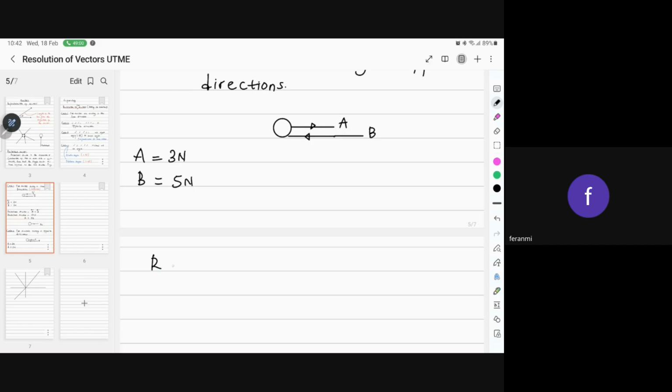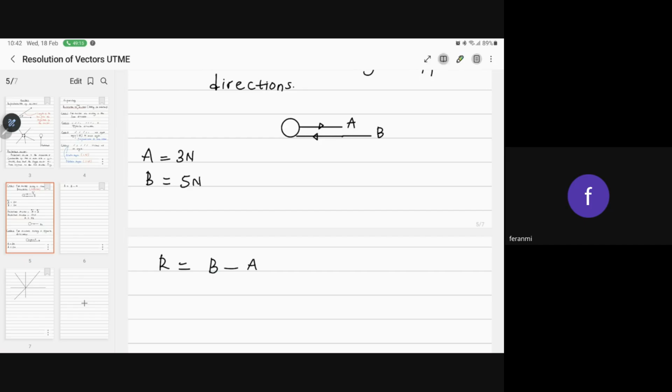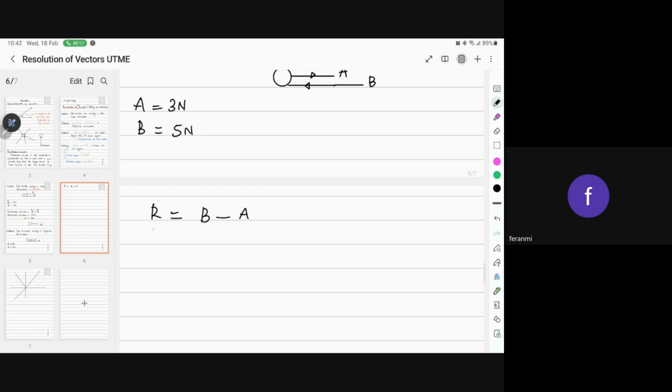So the resultant at this point, they are acting in different directions. Like I said, the bad guy always has more influence because it's easier to learn, and B has more magnitude. So with the one with more magnitude, you subtract the smaller one from the bigger one because they are acting in opposite directions. So the resultant is going to be equal to 5 minus 3. So the resultant is equal to 2 Newton.